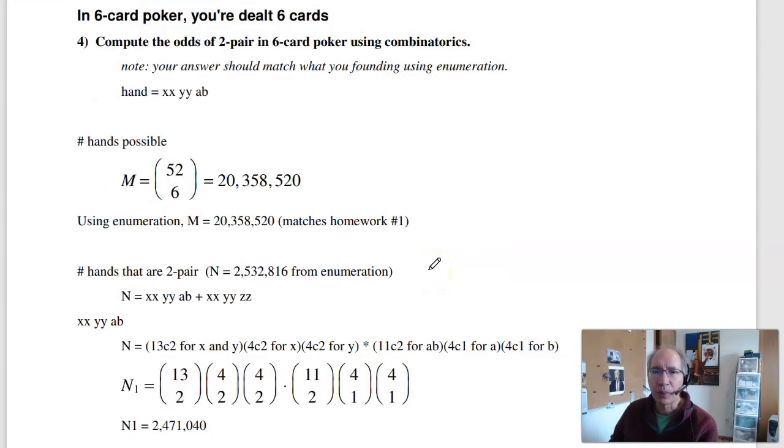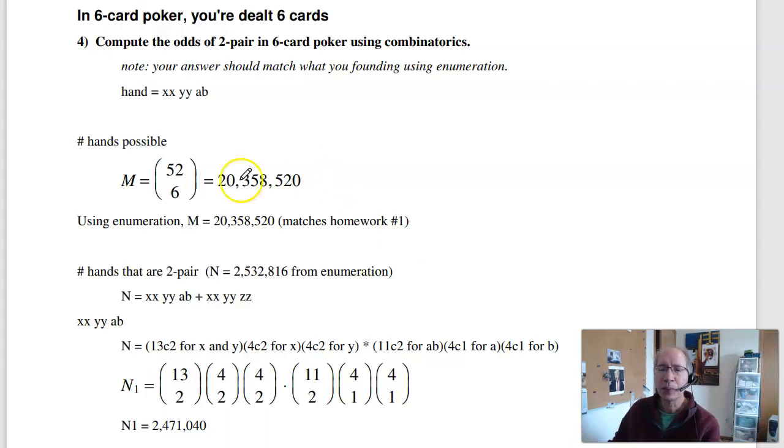Problem 4. Suppose I play poker where I'm dealt 6 cards. Take the best 5. What's the chance of getting 2 pair? And the reason for doing 6 cards is on the web, 5-card poker's been analyzed to death. Not that many sites have 6-card poker, so here I actually have to do some calculations.